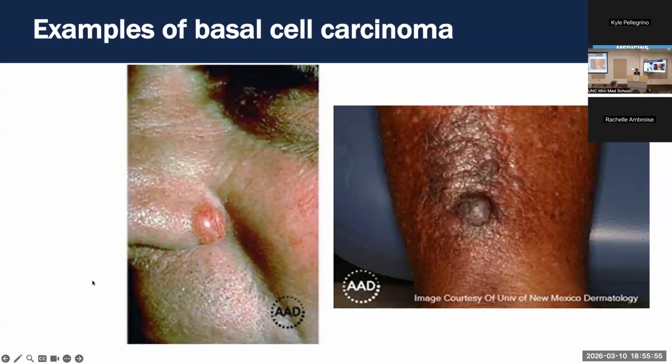Okay, so basal cell skin cancers we kind of talked about, right? Those are like the pink pearly papules or nodules. Sometimes you can have pigmented basal cells, which make some pigment in them. So this is a little bit more bluish brownish.